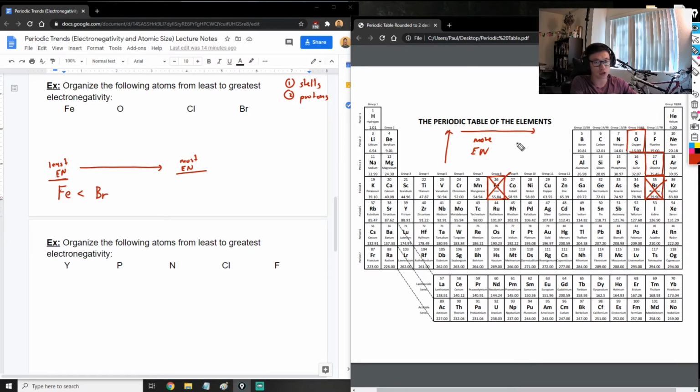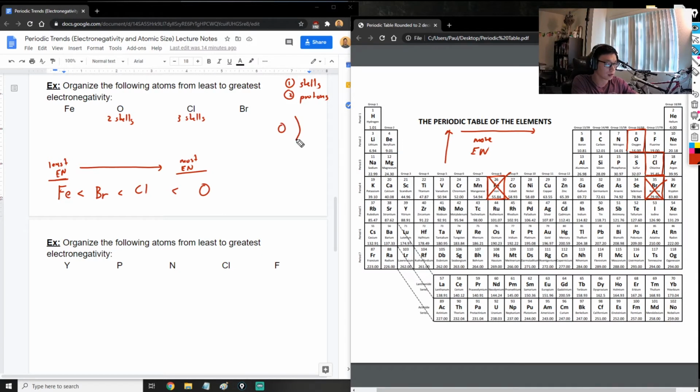So let's look at the shells. How many shells does O have? O is on the second row, so it has 2 shells, whereas chlorine is on the third row, so it has 3 shells. That means that O is going to be more electronegative than chlorine. So the order will be this right here, F, Br, Cl, O. And the reason why is because of the shells.